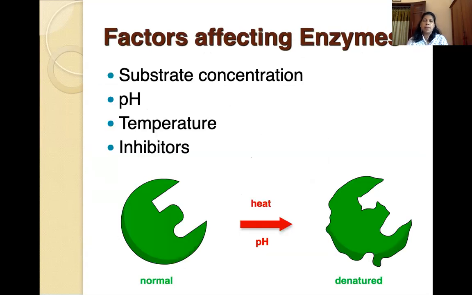So, factors affecting enzymes: I mentioned substrate concentration, pH, temperature, and also the inhibitor, right? In the normal situation, you can see the enzyme really has a very good shape, the real shape of the active sites. But if you change the heat, or if you change the pH, what will happen? We know that protein denatures. In a similar way, enzymes can be denatured, and therefore you can see their active sites are now in a different shape.